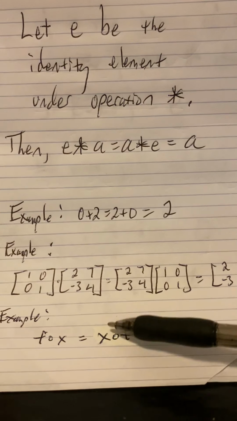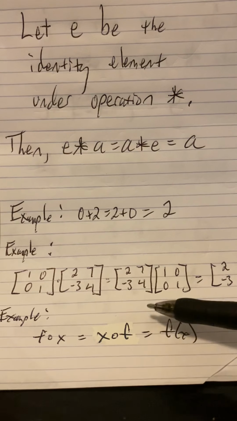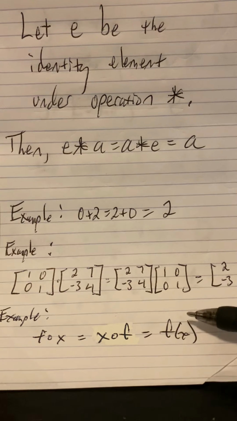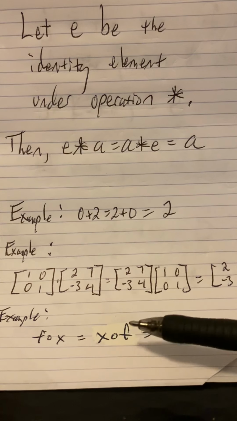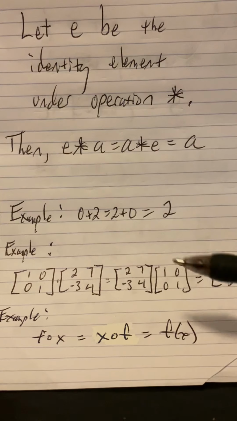Another example, more relevant to our class, is f composed of just the variable x, which is equal to x composed of the function f, and it's just f of x. So f doesn't change, and so therefore x is the identity element in composition.